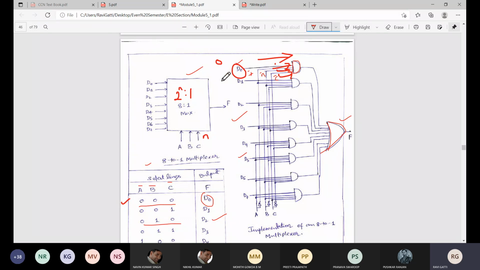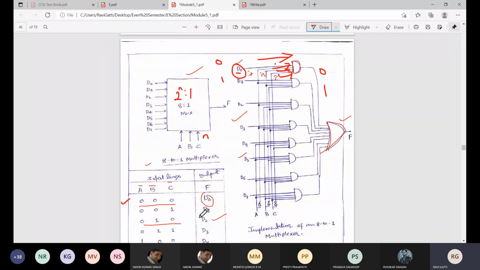D naught can take either 0 or 1. So I am feeding this D naught to the AND gate. Depending upon the value of D naught, your output will be 1 or 0. If it is 0 the output will be 0, and if it is 1 the output will be 1, because the remaining inputs A bar, B bar, C bar are all high, all 1s. So in general, I am writing it as D naught.